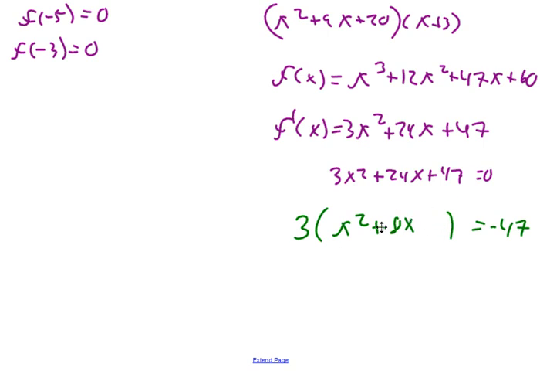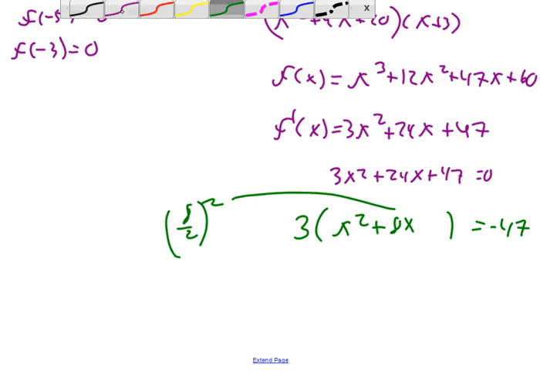So that means I'm going to take my 8, and I'm going to divide it by 2 and then square it. So 8 divided by 2 is 4. 4 squared is 16. All right? So I'm going to add 16 right here. Now, we really didn't add 16, right?